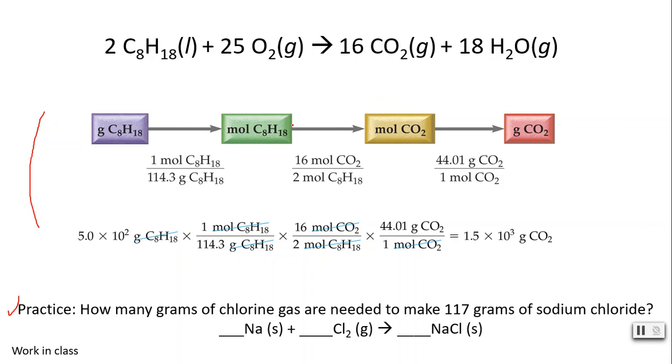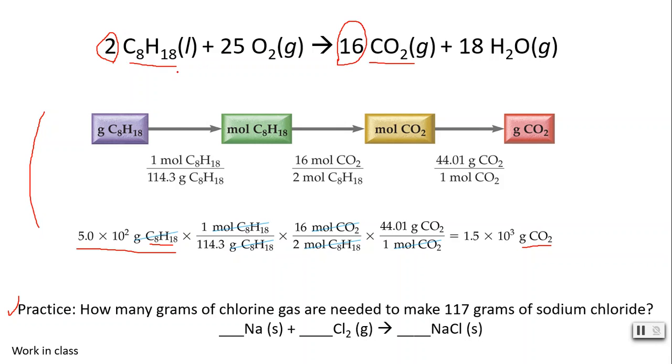So I've got this balanced chemical equation. I want to know how many grams of CO2 is produced from this many grams of C8H18. So there's no direct path to go from C8H18 to CO2. I can't do that in one step. I have to go through our favorite unit, the mole. And as we said, the only way we can relate moles of one thing to moles of another is by those coefficients of the balanced chemical equation.